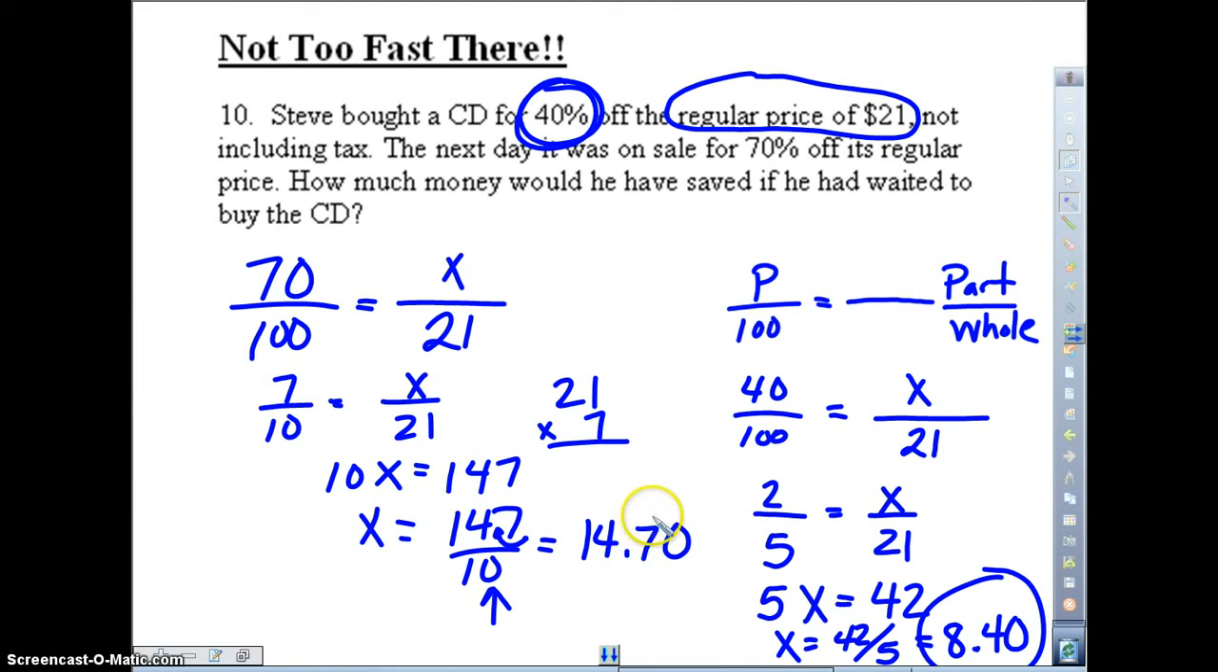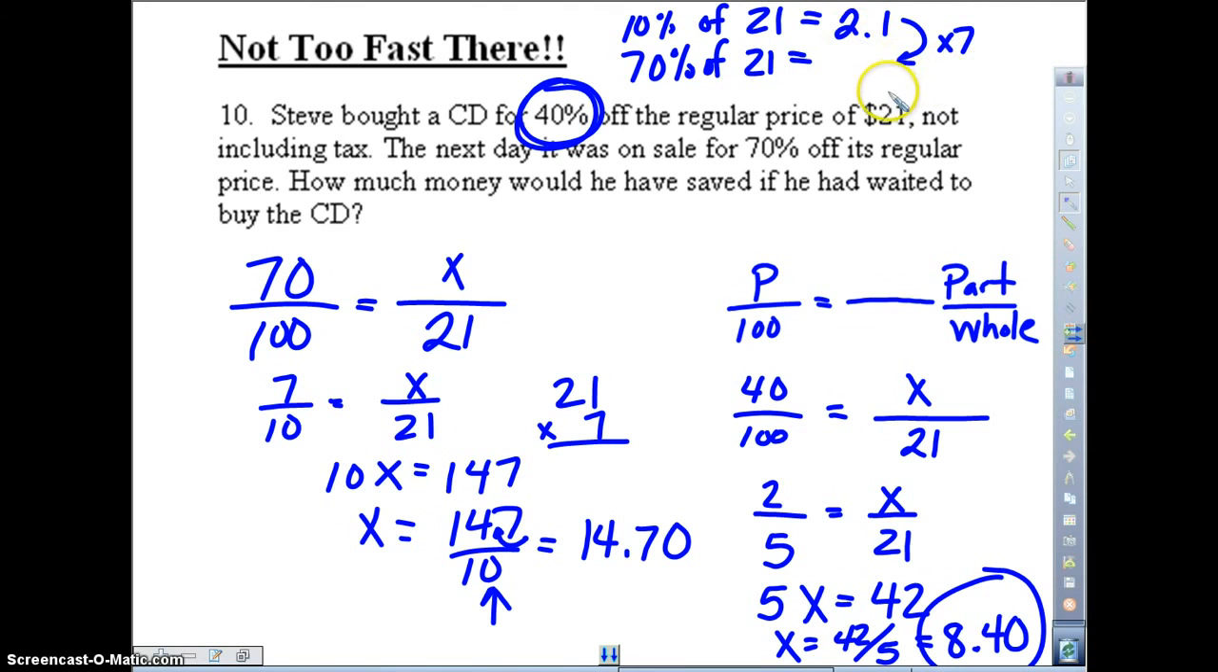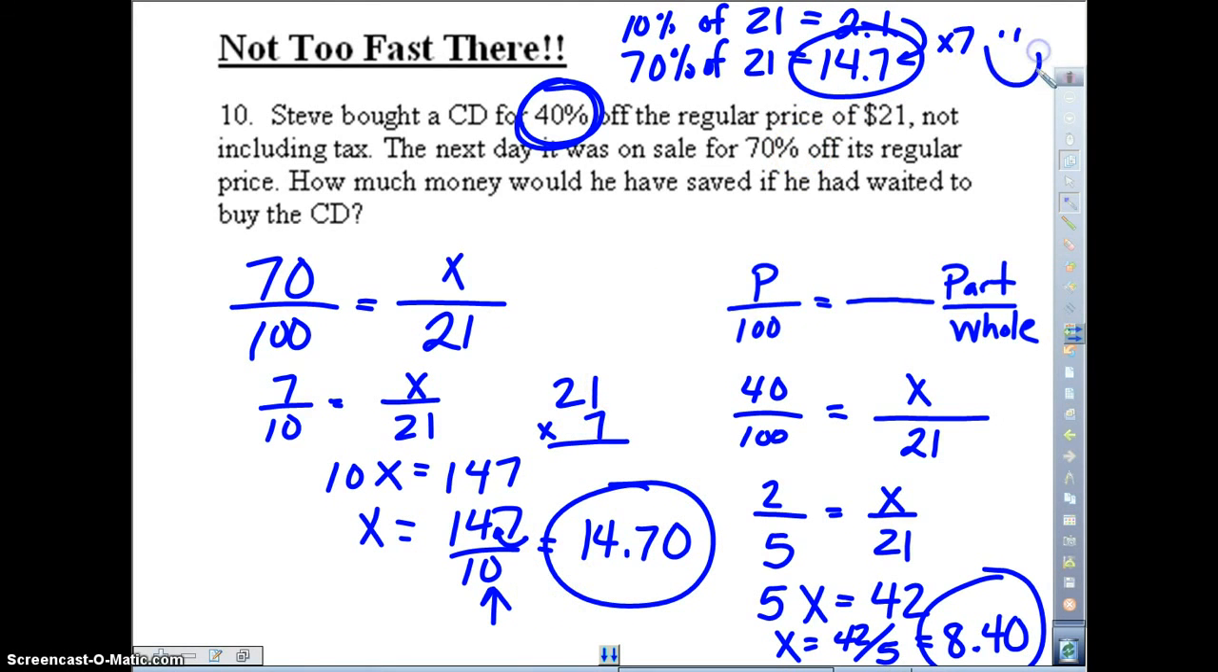Of course, you could have done that 10% thing, right? What's 10% of $21? You guys already told me. 2.1. So shouldn't 70% of $21 be 7 times bigger? What's 7 times 2.1? Oh my gosh, you got the same answer. Which one was faster? Yeah, that one right there.